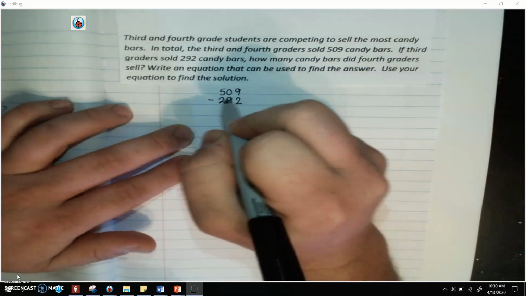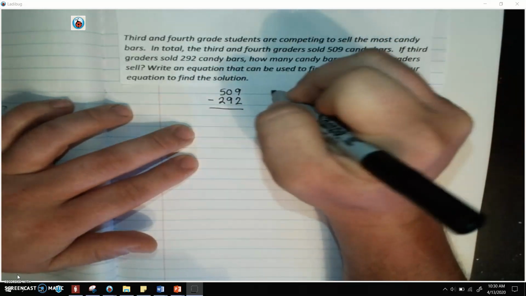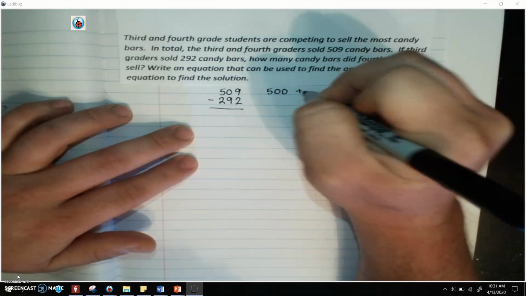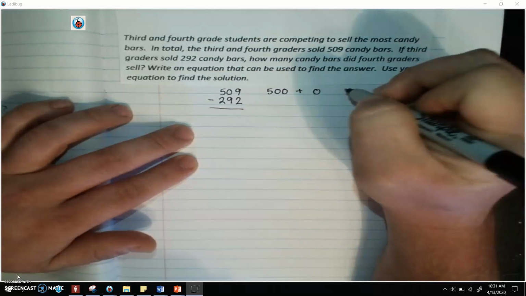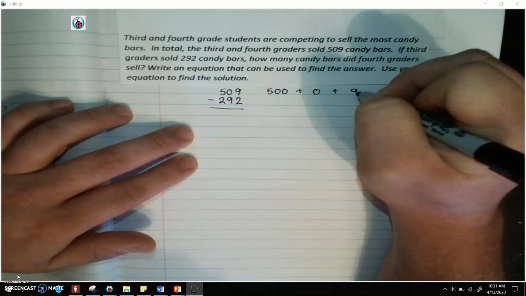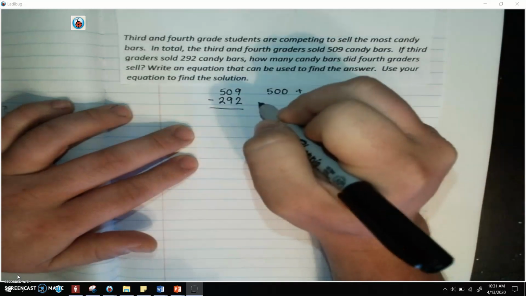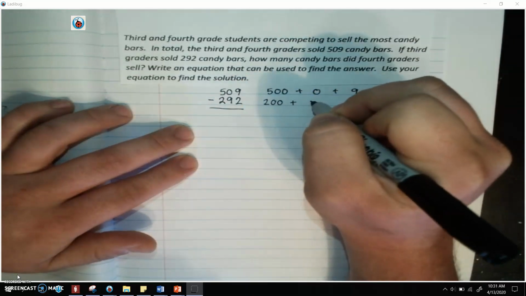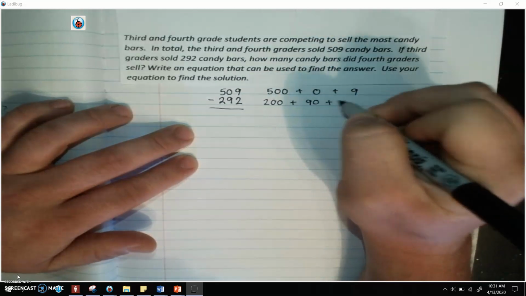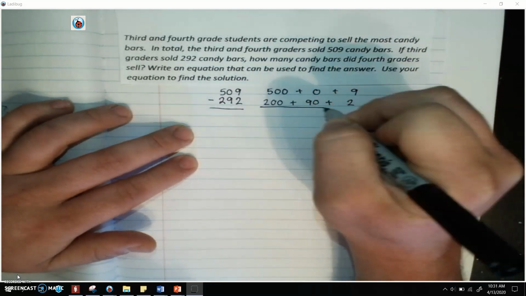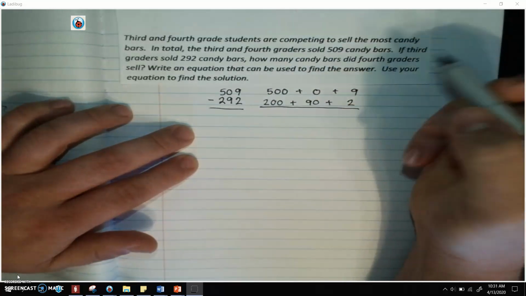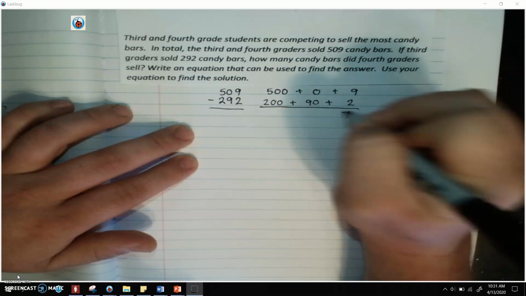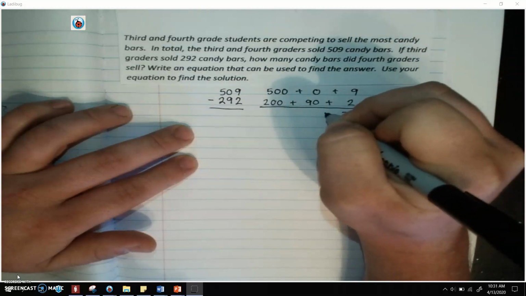So we're going to decompose 509 into 500 plus 0, because we have 0 tens, plus 9 for 9 ones. We're also going to do that for 292. We have 2 hundreds, 90, and then 2 ones. So I'm going to be subtracting each of the place values as we decomposed it. So 9 minus 2 would give me 7. I didn't have to regroup or anything.